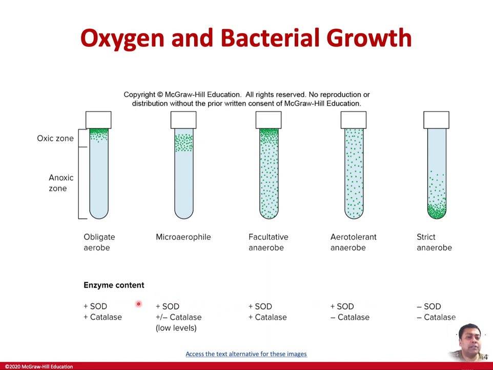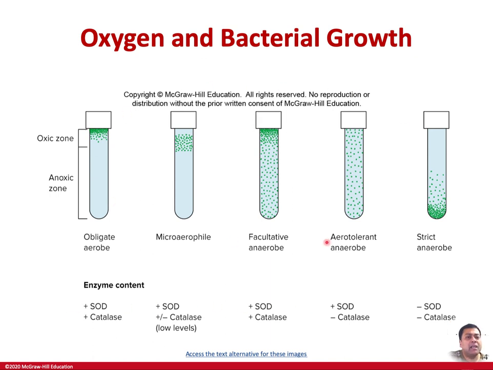Everywhere SOD is present, except in the strict anaerobe. As there is no SOD, it will not tolerate any oxygen. But any bacteria which can tolerate oxygen will have the SOD, or superoxide dismutase. What it does is take that oxygen with the extra electron, O2 minus, and convert it to hydrogen peroxide. That's the function of SOD, or superoxide dismutase.